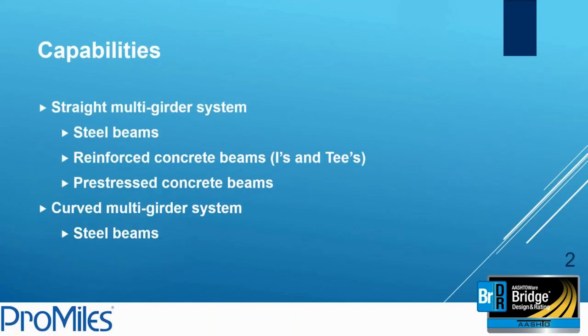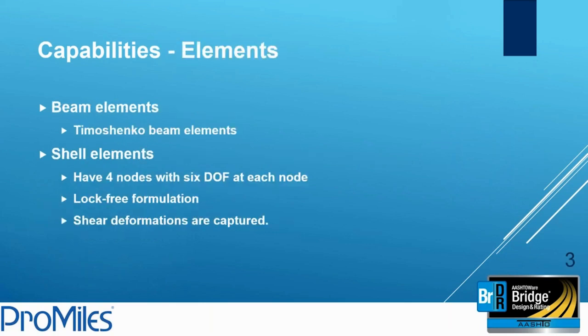Astroware BrDR capabilities include 3D modeling of straight multi-girder system bridges, which has steel beams and reinforced concrete beams as I's and T's, or pre-stressed concrete beams as I's, T's, or boxes. Astroware BrDR also allows modeling of curved multi-girder system bridges, which contain steel beams. The modeling is primarily done with beam elements and shell elements.